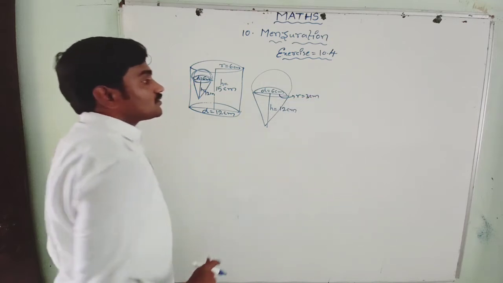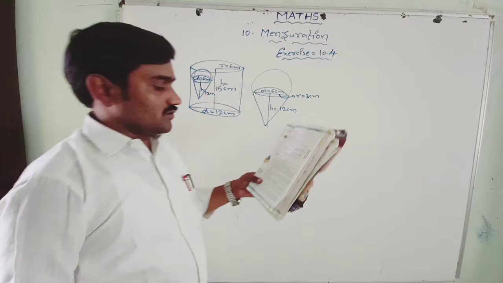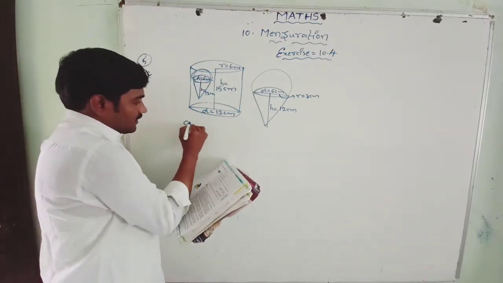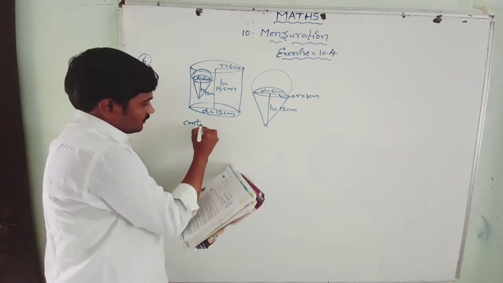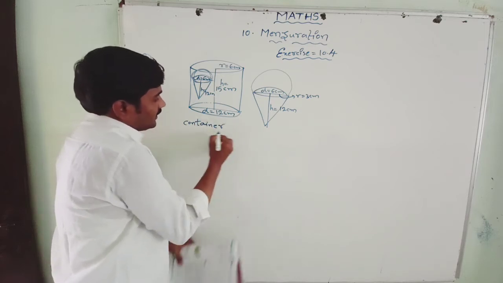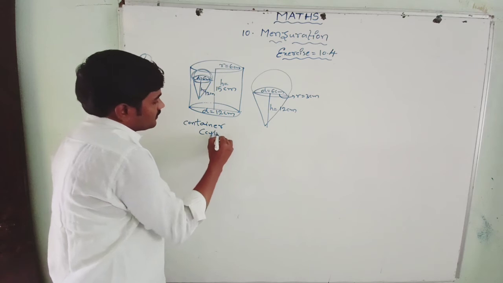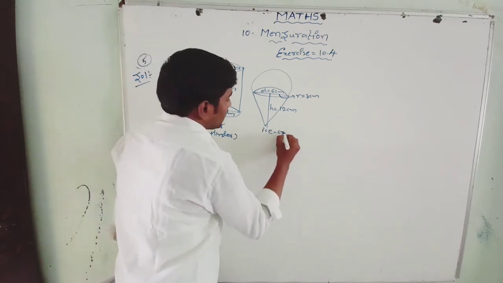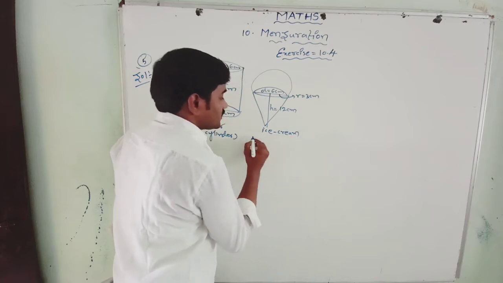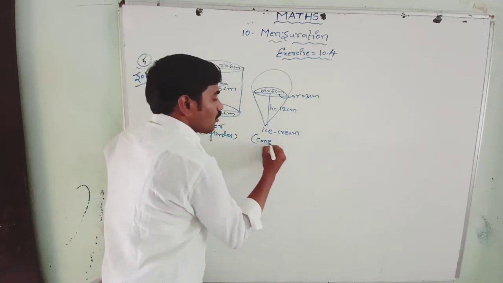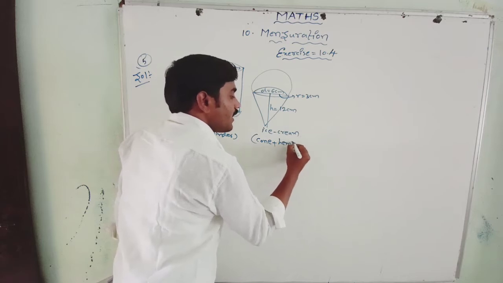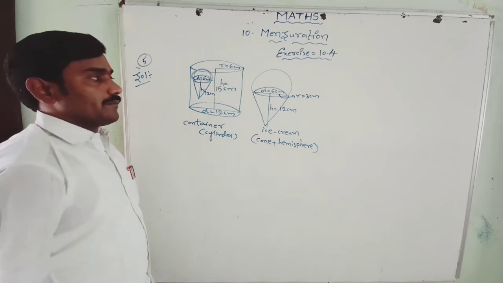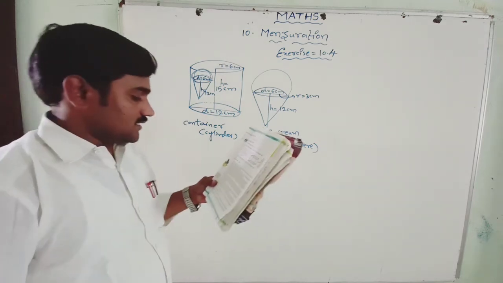So now see what the question is. This is a container, a container in the shape of a cylinder. Here it is an ice cream. This is the shape of a cone plus hemisphere. It is a cone plus hemisphere. Now what is the question? Let us see.